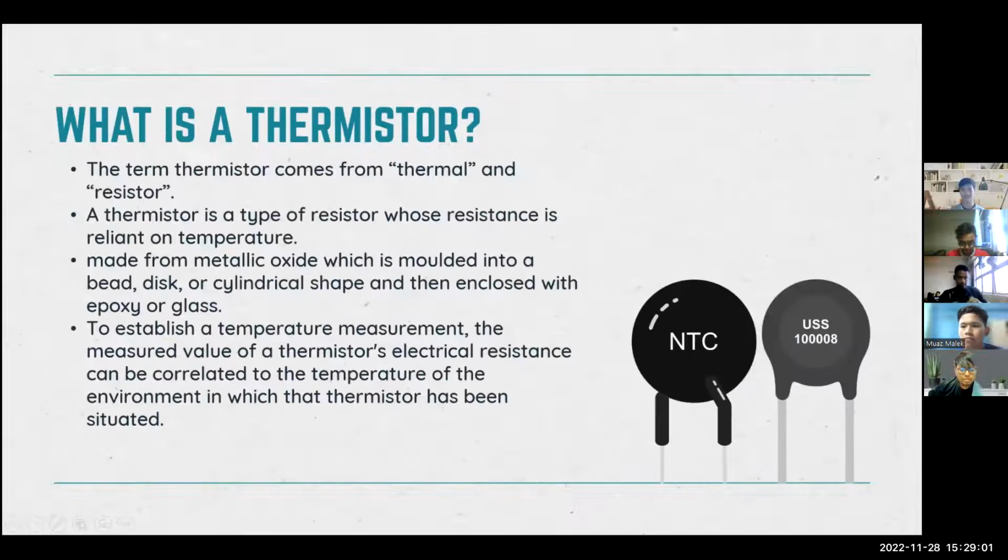For the introduction part, the term thermistor comes from the words thermal and resistor. Thermistor is a type of resistor whose resistance is reliant on temperature, which means its resistance depends on temperature. Thermistor is usually made from metallic oxide, which is molded into a disc or cylindrical shape and then enclosed by epoxy or glass. The purpose of thermistor is to establish a temperature measurement. The measured value of thermistor electrical resistance can be correlated to the temperature of the environment in which the thermistor is being placed.